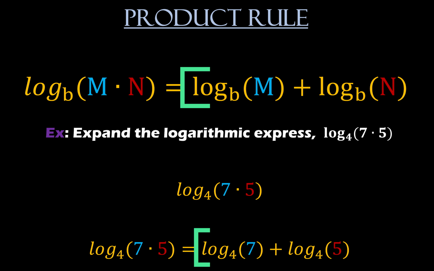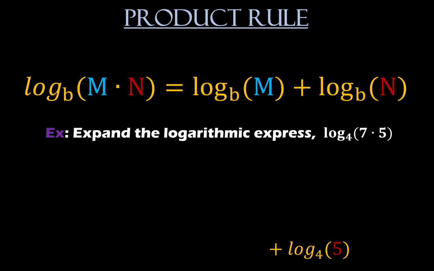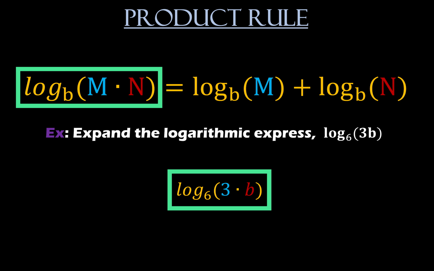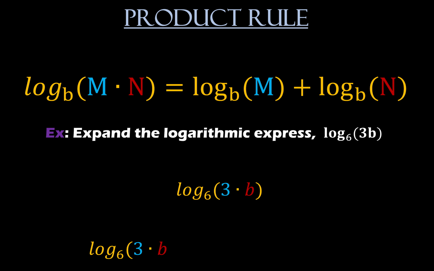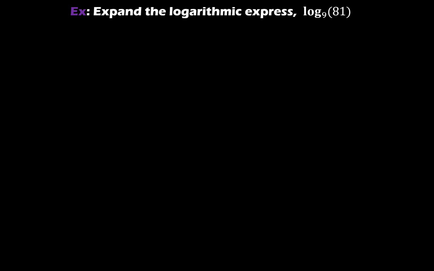Then I can use the product rule and create two separate log functions. Again, I see that the inside of my parentheses has a product. Here, I know that 81 is the product of 9 and 9. So I can be clever and rewrite my function like this.